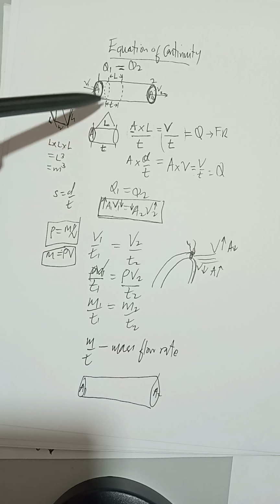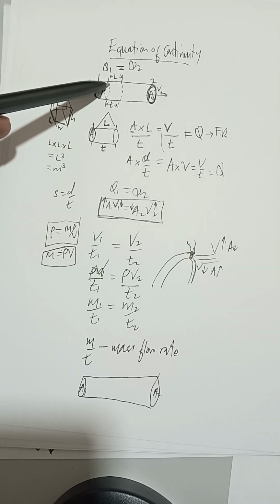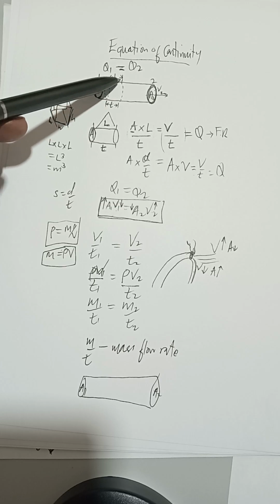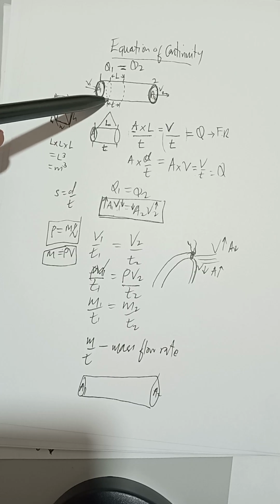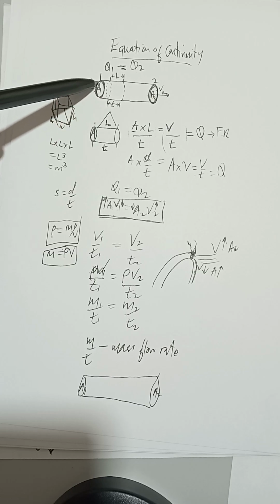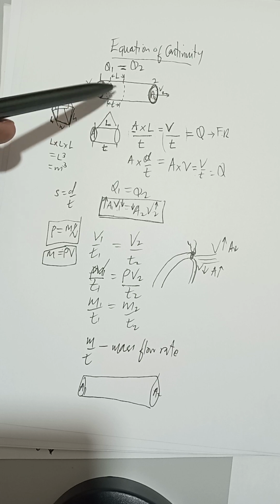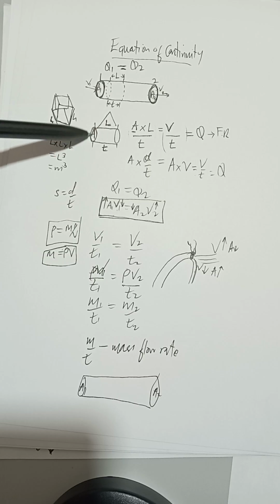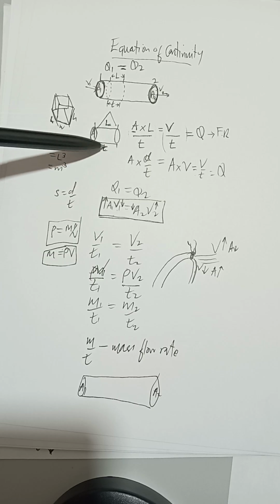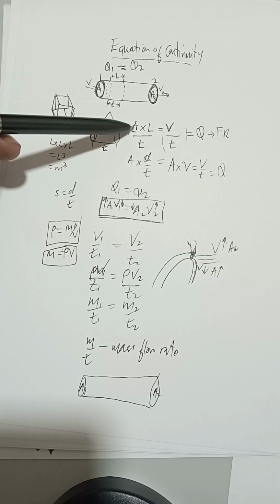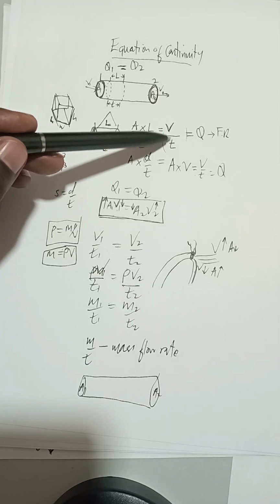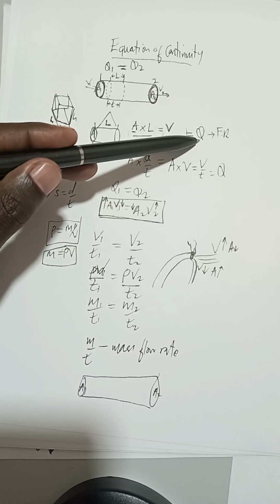Q is the flow rate. Suppose we have a pipe with length L and time T of 1 second. Suppose the fluid moves within 1 second a distance of 1 meter, then you can write it as area times length L divided by T. That gives volume divided by T, which is the flow rate.